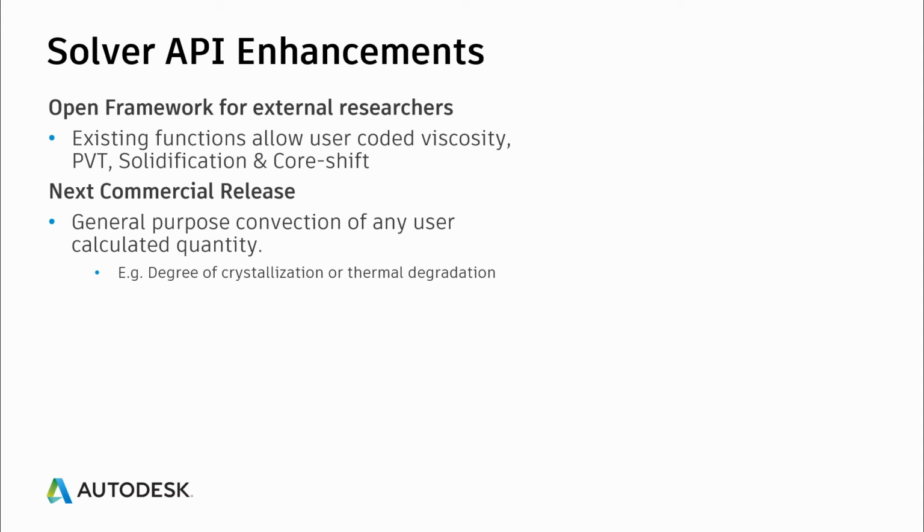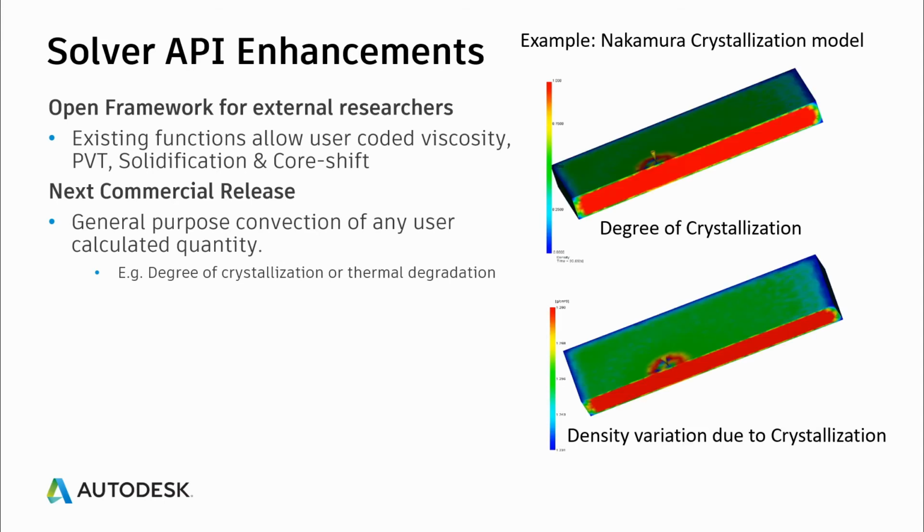So you only need to implement functions which describe the reaction rate and initial conditions, of course, but you do not need to also calculate the convection with the flow of these quantities. Now, as an example here, we have a kind of prototype code which we can share, which implements a Nakamura crystallization model. And we can see from this the degree of crystallization which is predicted by this model, with the skin layer having low crystallization because it cooled very rapidly before the crystals could grow. And also the density variations that occur due to this crystallization.